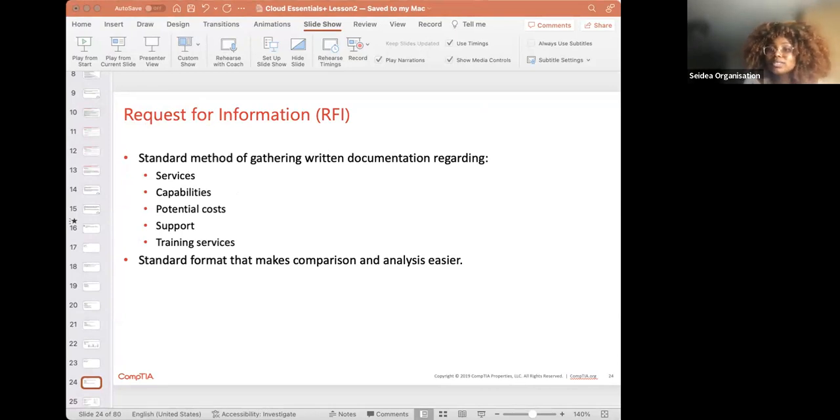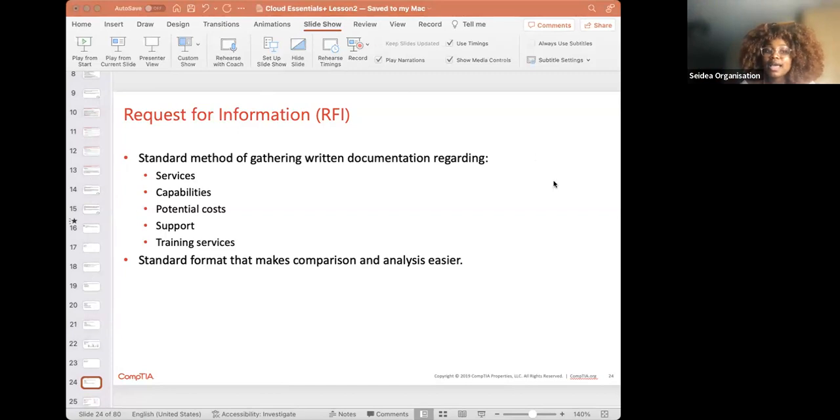Why? You need to request this information to understand, based on what I've gotten from these different vendors, which structure best suits my company, which structure best suits my organization and its needs as to where we're at. You want to be looking at information regarding services, capabilities, potential costs, support, and training services. So let's say you're a small SME, you would want a vendor that offers a large level of support, because you don't have that in-house skill or capability.